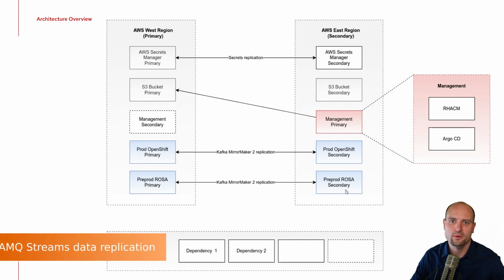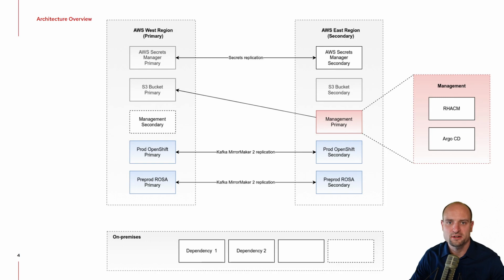Some of our stateful applications store their data in AMQ Streams. AMQ Streams is a Kafka cluster deployed on top of OpenShift. In order to be able to fail over from the primary to the secondary region, we also had to make sure that the data stored in the primary Kafka is replicated to the secondary Kafka as well. And for that, we used Kafka Mirror Maker 2.